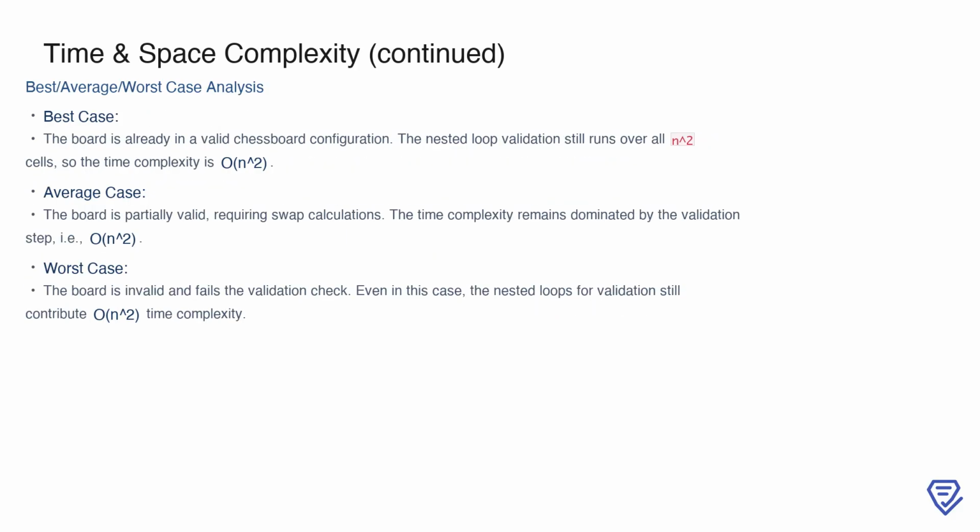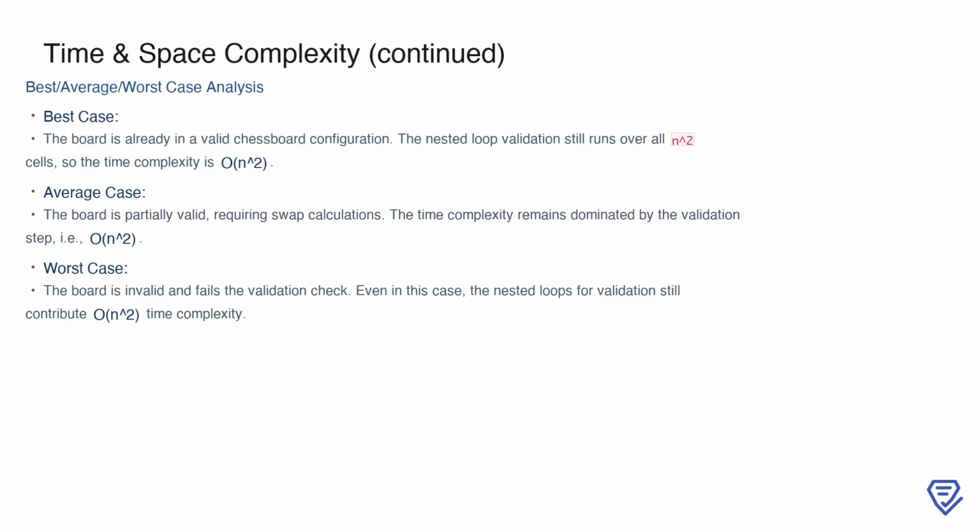Let's break the time complexity down further by considering the best, average, and worst-case scenarios. In the best case, the board is already a valid chessboard. Even then, the nested loop validation still needs to process all n squared cells, resulting in a time complexity of n squared. In the average case, the board is partially valid, requiring additional steps like calculating and performing swaps. Despite these extra operations, the validation step still dominates, keeping the time complexity at n squared. In the worst case, the board is completely invalid and fails the validation check.